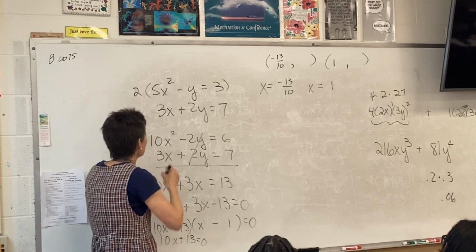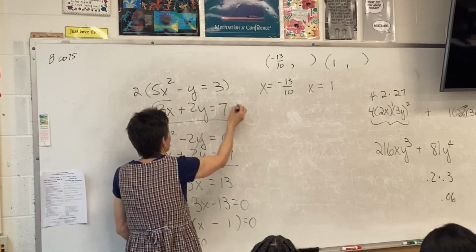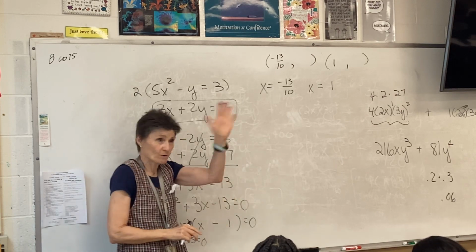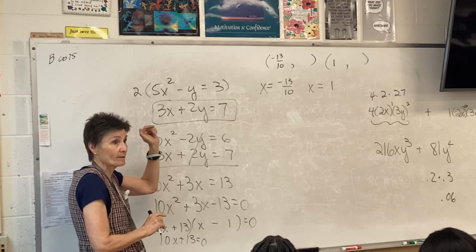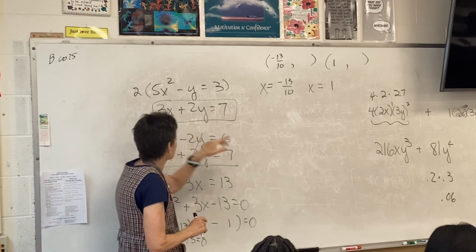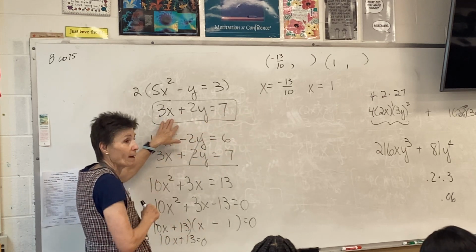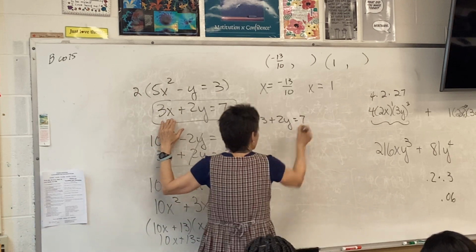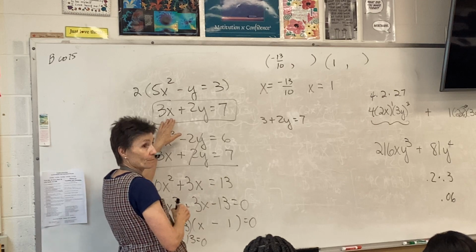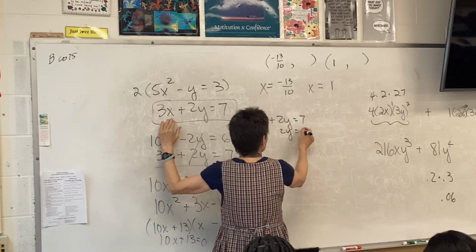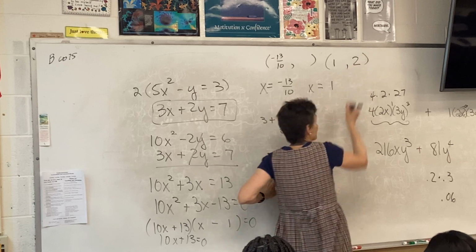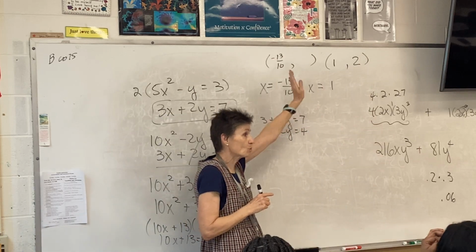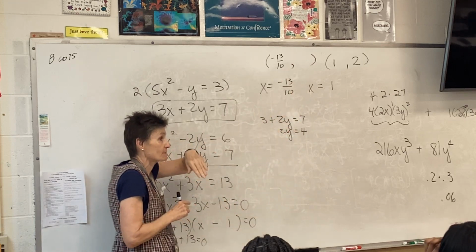Plug them back in. And I would definitely plug them back in, I think, to this equation. I think that's going to be easier. It doesn't matter. Plug it in wherever you want. I'm going to plug it in here so I don't have to square anything. So I'll do 1 first because it's the easiest. If I plug 1 in for my x, it says 3 plus 2y equals 7, right? Which means 2y equals 4, which means y equals 2. And I pair it with the 1. The 2 is the y that goes with the 1, that's the x.